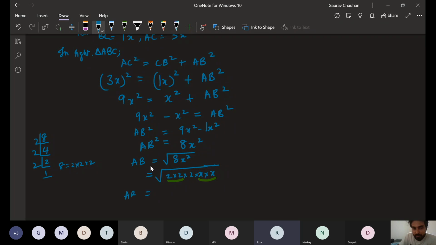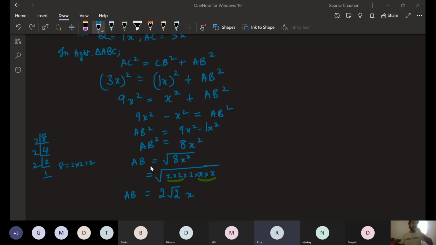So what do we get? AB is equal to 2x root 2. 2x into root 2 you can also write, but the right way of writing is 2 root 2 x. Because all the numbers will come in the coefficient, right? This is the number part and this is the variable part. So a better way is to write the variable at the end.